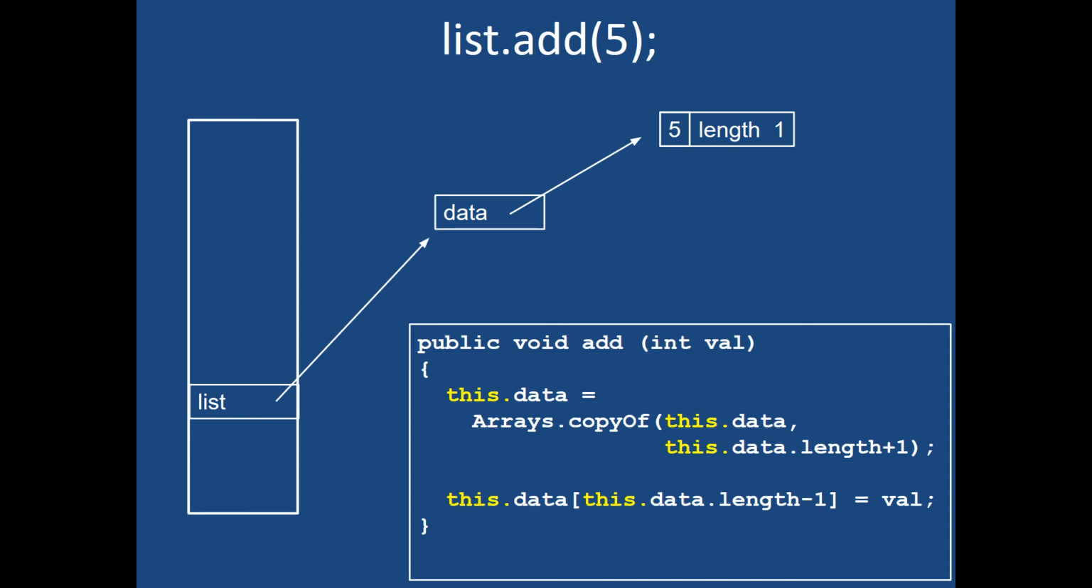So at any given time, there are lots of frames on the stack, but only the one at the top is the only one we care about. That's the one that the current method is using.